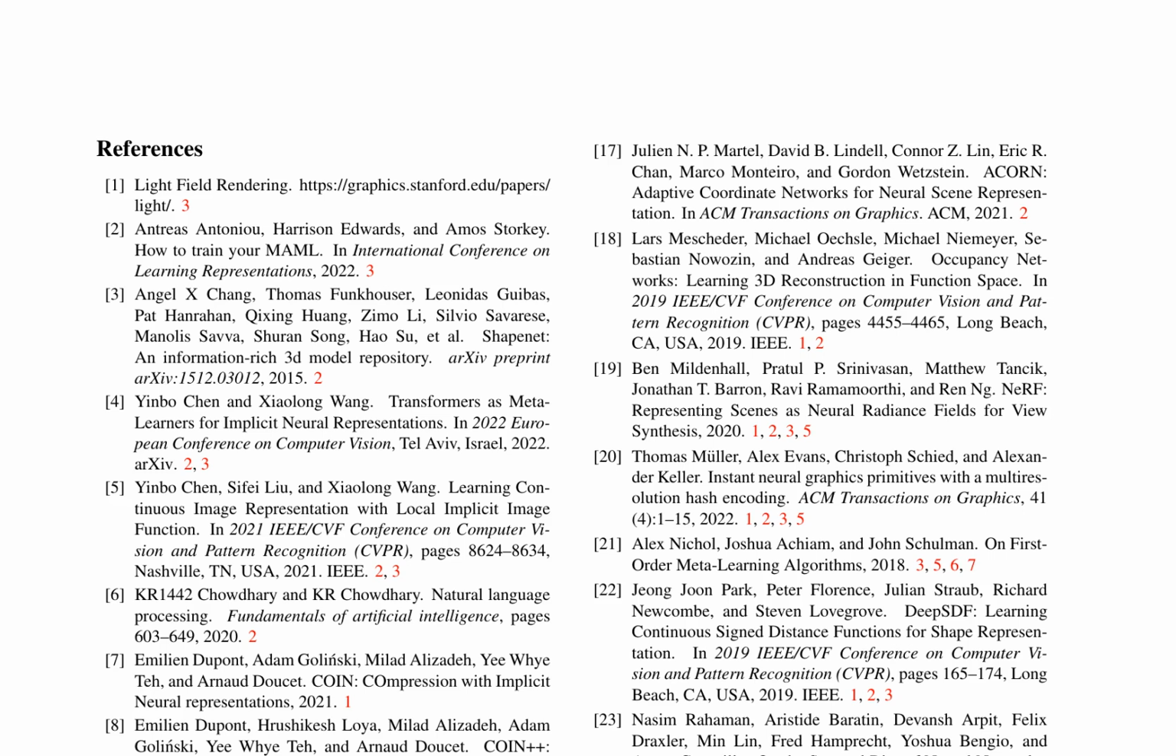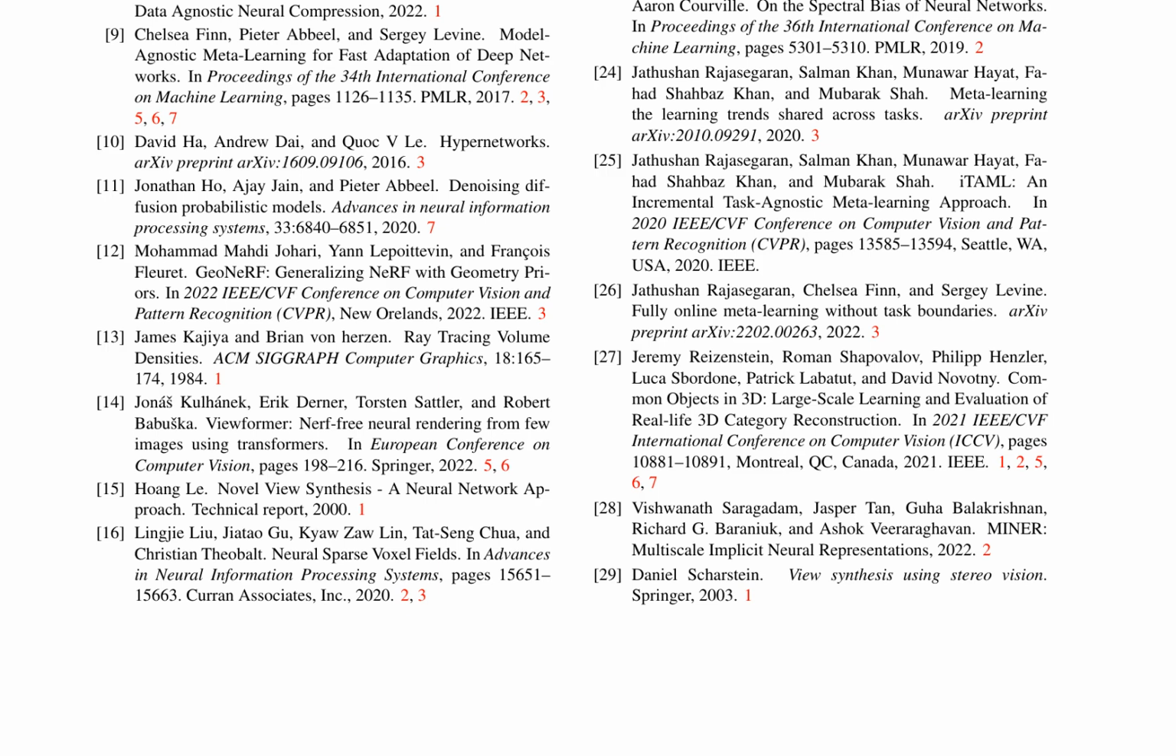The references also touch on the topic of 3D reconstruction in scene representation, with papers 16, 17, and 22 discussing the use of neural sparse voxel fields, adaptive coordinate networks, and continuous signed distance functions for shape representation. Furthermore, the references highlight the importance of datasets and evaluation metrics in computer vision research. Papers 3, 7, and 27 discuss the use of large-scale datasets, such as ShapeNet and Common Objects in 3D, for training and evaluating computer vision models.